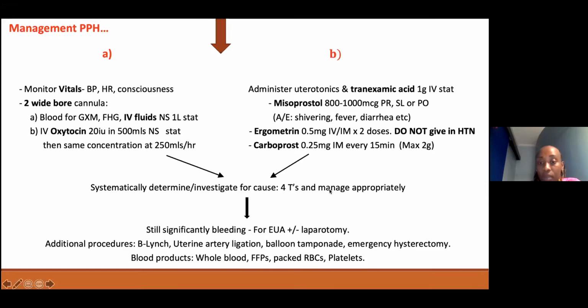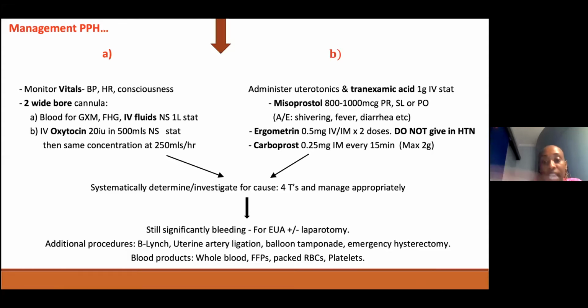Ergometrine, if it's still available in your unit, some units discarded it, but some units still have it. It's also very important. Just ensure your patient is not hypertensive. Carboprost, a little more costly, but available in some units. And that is also a prostaglandin analog, which can also help you to achieve good uterine contraction.